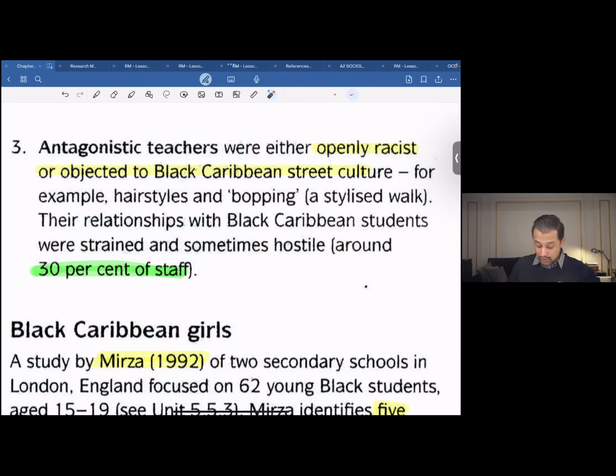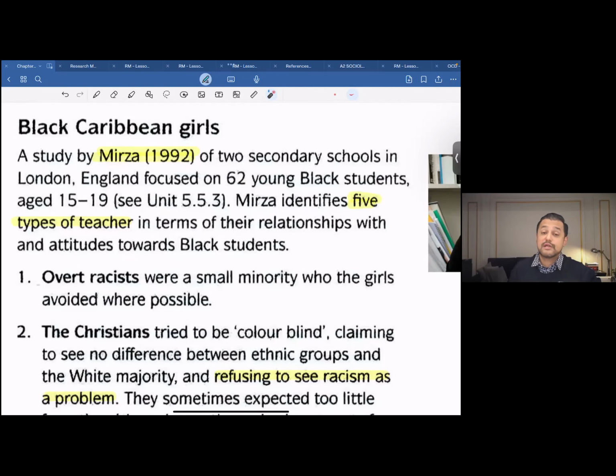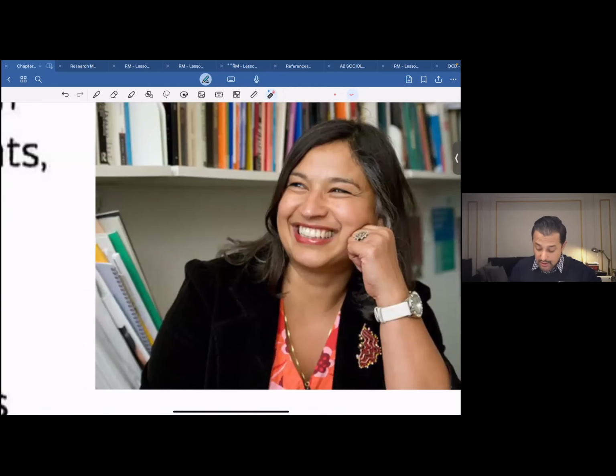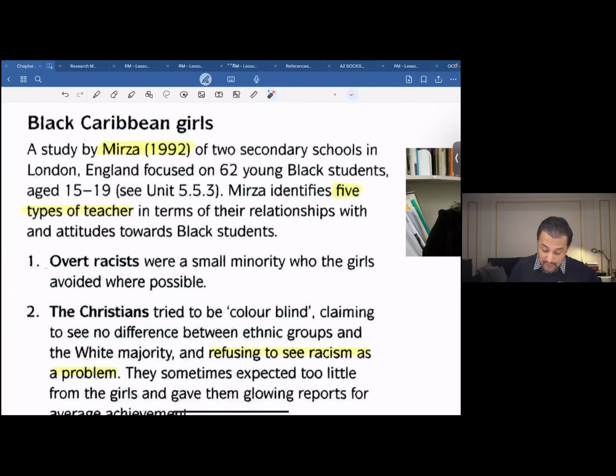Now, we just got over discussing teachers' perception about Black Caribbean boys. Moving on, we'd speak about another researcher over here. This research was conducted by Heidi Safia Mirza, and she's the lady we're talking about. She conducted research in the early 1990s, specifically 1992, on Black Caribbean girls.